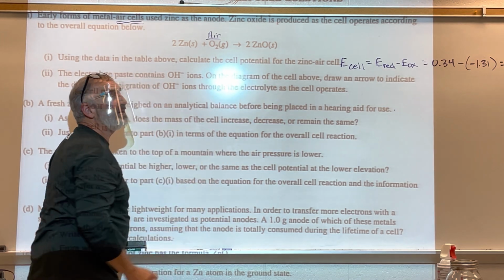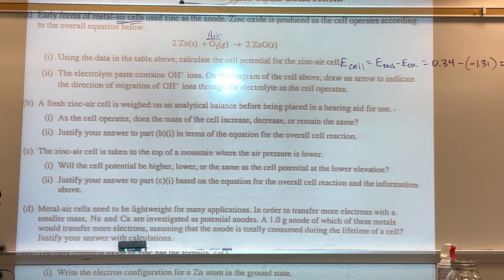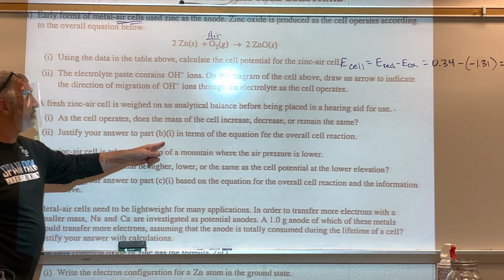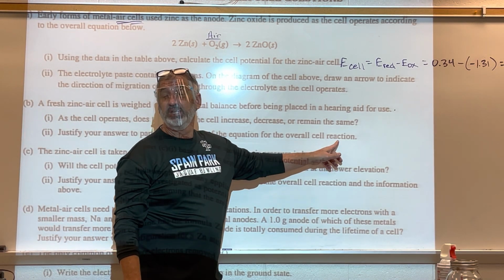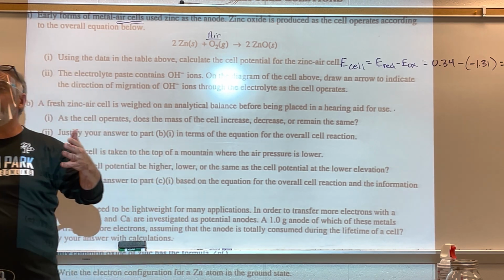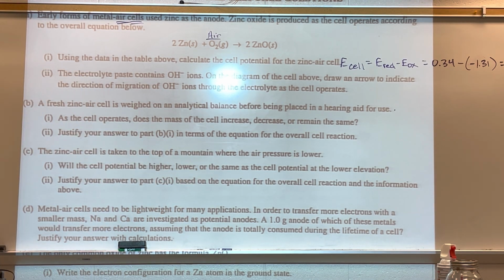So what's happening to the mass? Increasing, because you're not considering the air. You're really only measuring the mass of the zinc to start with. So the mass is going to increase. Justify your answer in terms of the equation for the overall reaction. In other words, oxygen's coming from the air, therefore oxygen's being added as the reaction proceeds, so the mass increases.